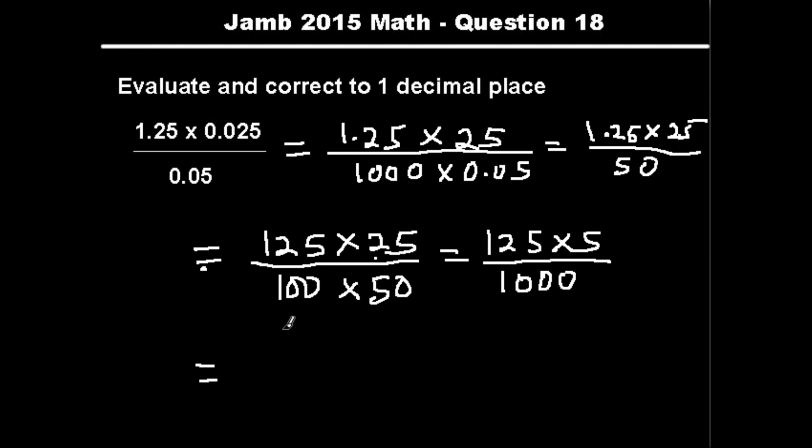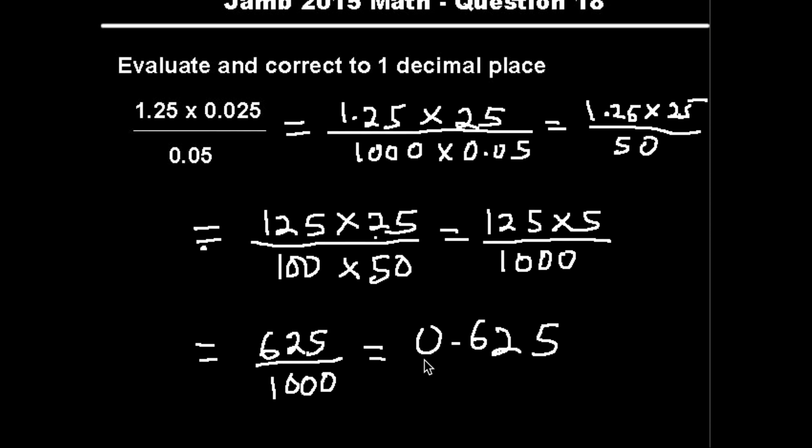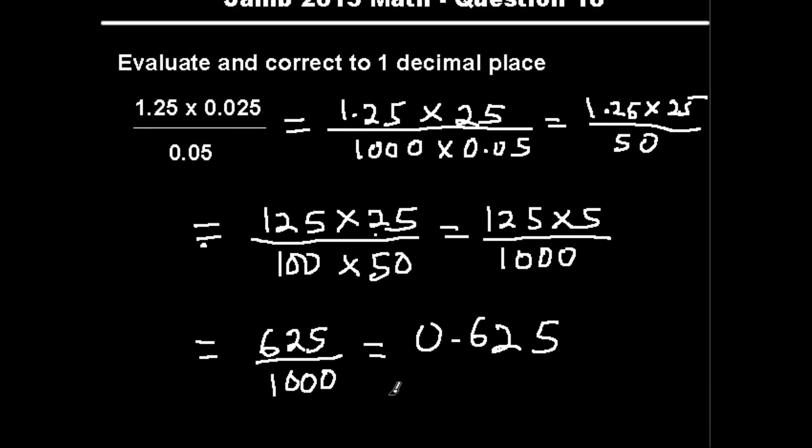Now we're able to multiply the top and get 625. And the bottom still remains 1000. This can be written as 0.625. Now, this question is asking us to evaluate and correct to one decimal place.